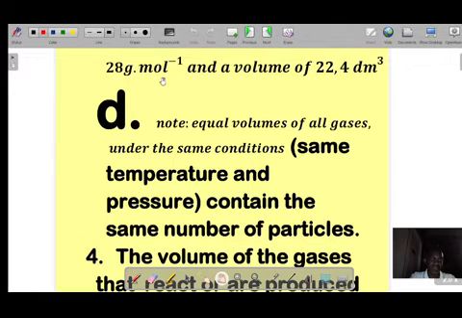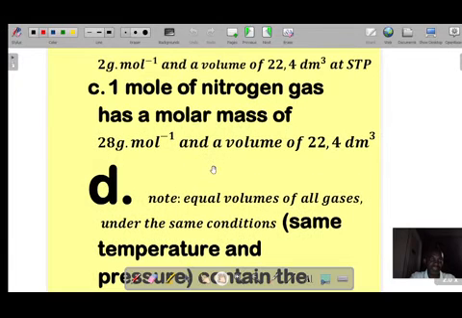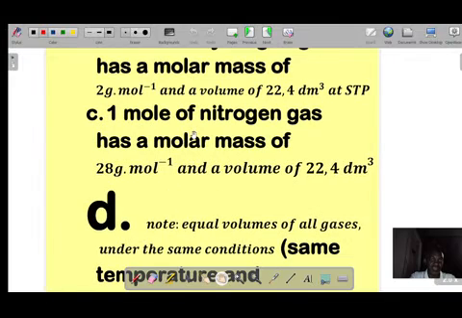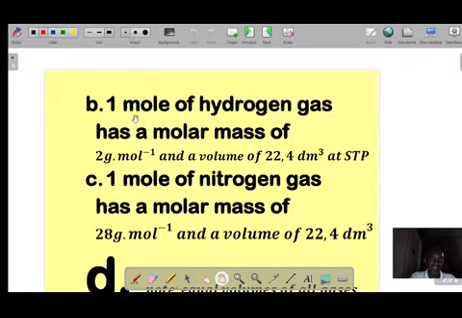Then 28 grams per mole. Beg your pardon. And then 1 mole of hydrogen gas has a molar mass of 2 grams per mole. What about the volume? It is 22,4 decimeters cubed at STP. Remember that everything is at STP here. And then 1 mole of nitrogen gas has a molar mass of 28 grams per mole and a volume of 22,4 decimeters cubed.